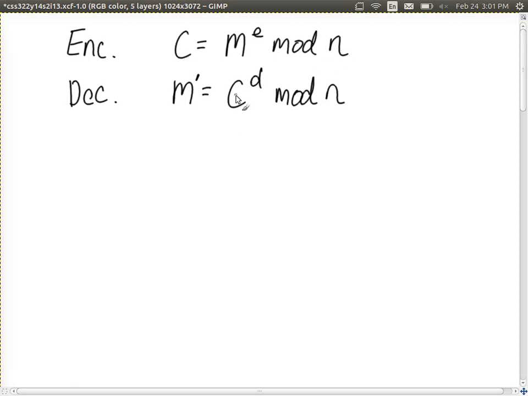And if we take that c and raise it to the power of d and mod by n, we'll get some other, let's denote m prime as output. We require m to be the same as m prime. We require the original message to be the same as the decrypted message. Otherwise, our decryption doesn't work. So the question is, under what conditions does m equal m prime?